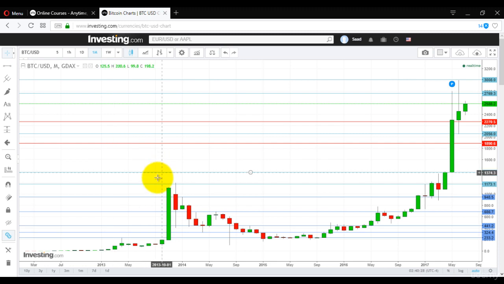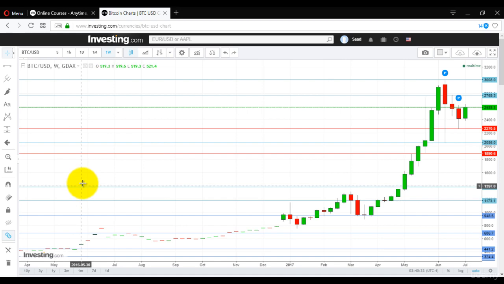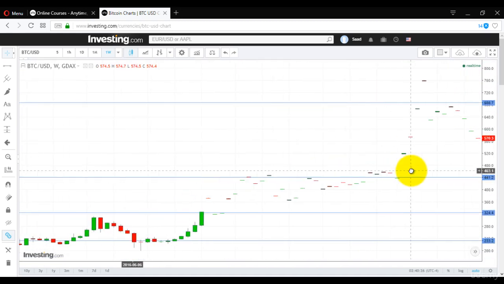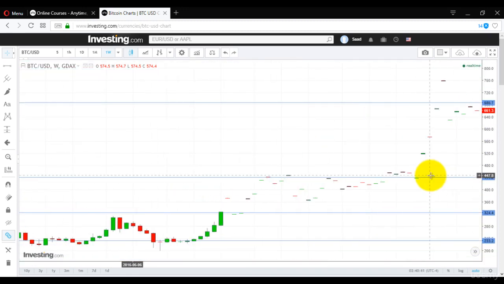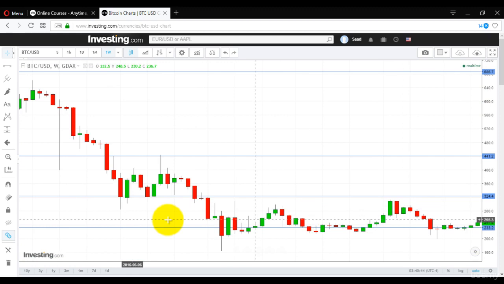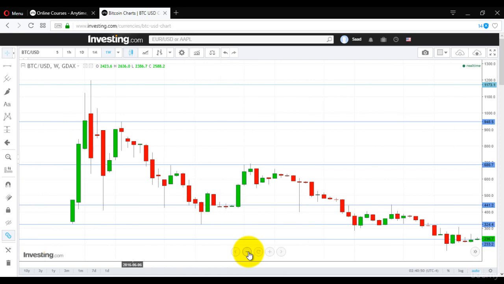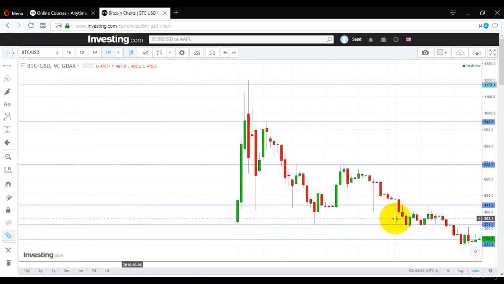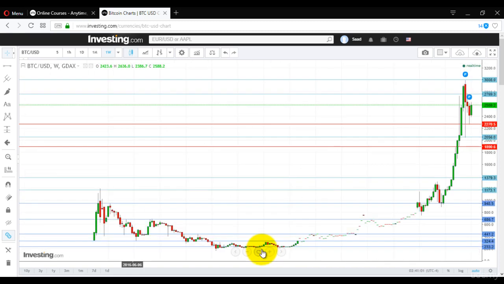Now for this 2014, we should convert to the weekly chart and see how it really worked on it. Wait a minute. Let us zoom out. Here you go. It fell off. There you go. It fell off and it started rising.